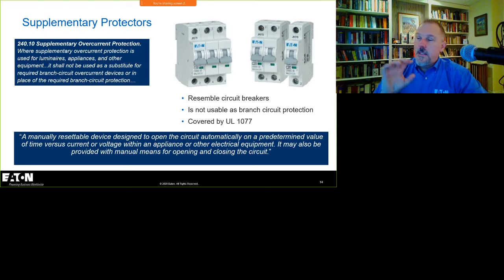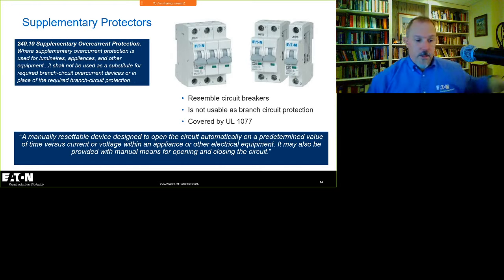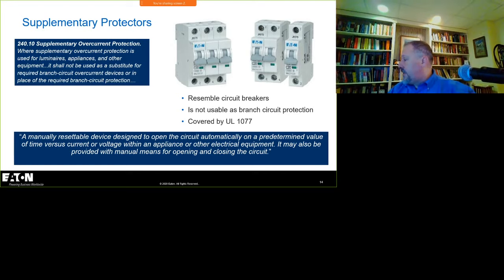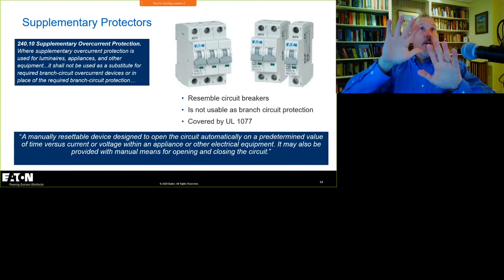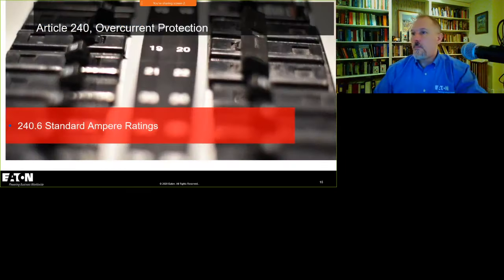Remember, it does resemble a standard thermomagnetic breaker. A lot of these are DIN rail mounted. I do have one around here. It looks like that, but it's not a thermomagnetic circuit breaker. It's not a UL 489 device, it's a 1077 device. I've got breakers sitting all around me here, but in any case, these are not branch rated, so you've got to be careful on how you use them.